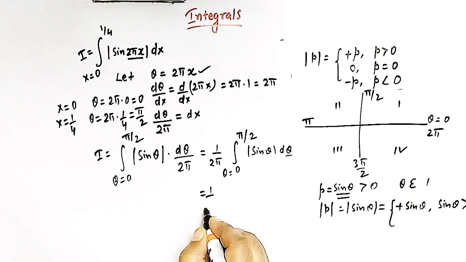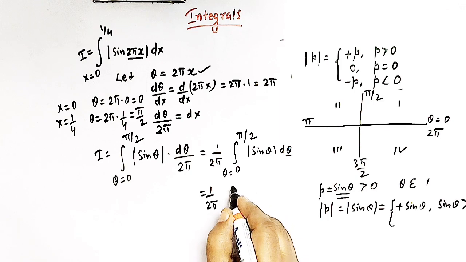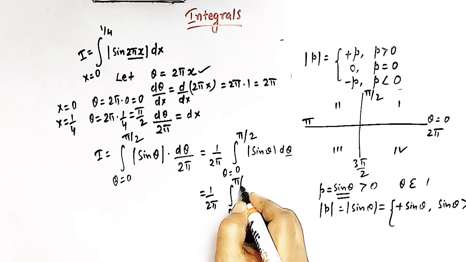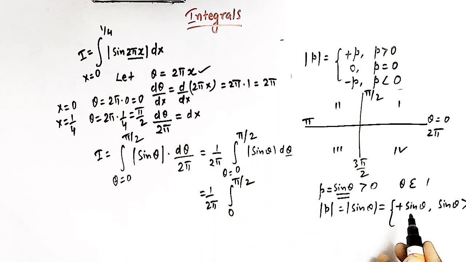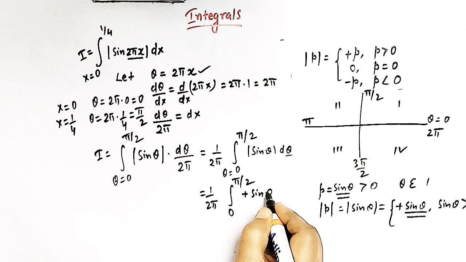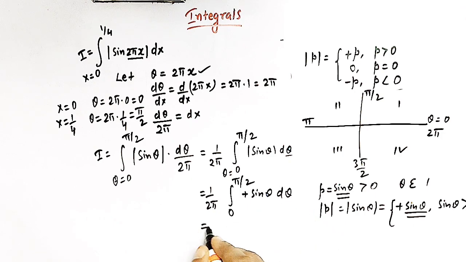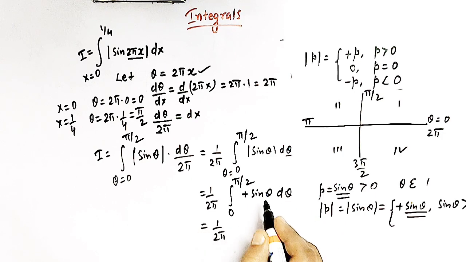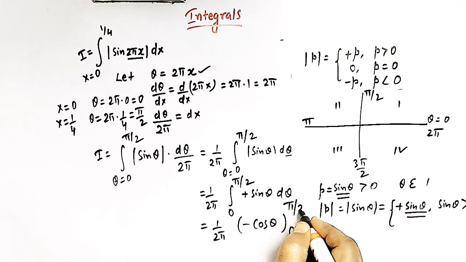So now we have 1 over 2 pi, and we have 0 to pi by 2, and mod of sine theta can be replaced by positive sine theta here, and the integral of sine theta is the negative cos theta, and limits are from 0 to pi by 2, right? So now we can write this negative sign outside here.